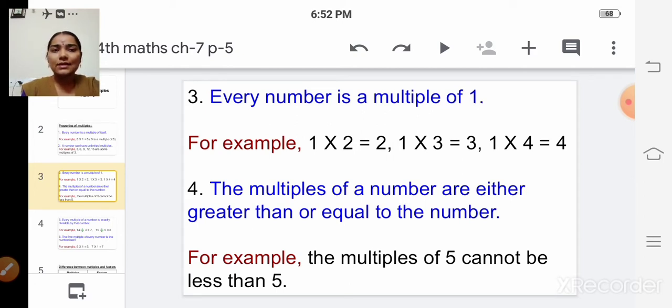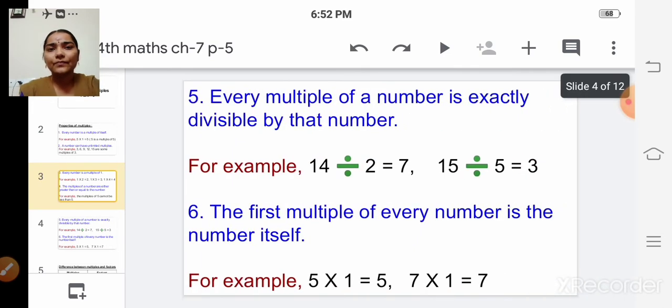For example, the multiples of 5 cannot be less than 5 because the multiples of 5 start from 5. 5 into 1 is 5. So multiples of 5 start from 5 itself, not less than 5. So all the multiples of 5 must be greater than or equal to 5. Okay. So that is the fourth property.